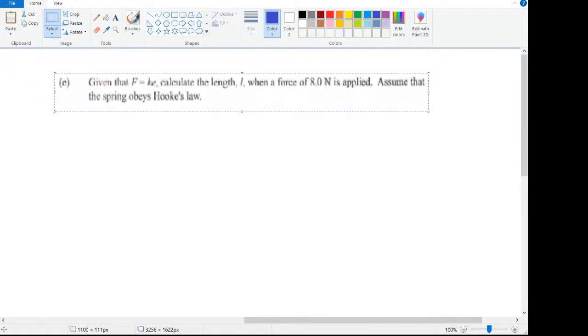Alright, and I know the quality is a little bad, but given that F equals KE, calculate the length L when a force of 8 newtons is applied.